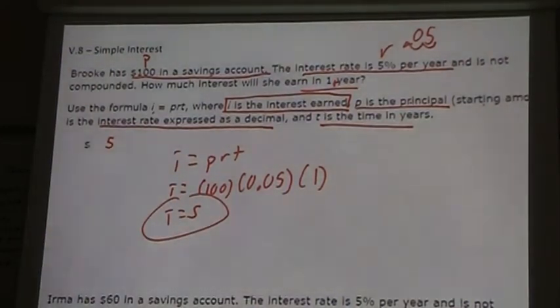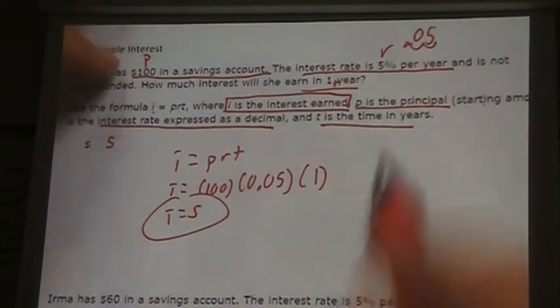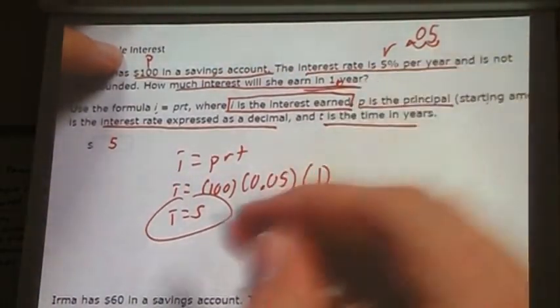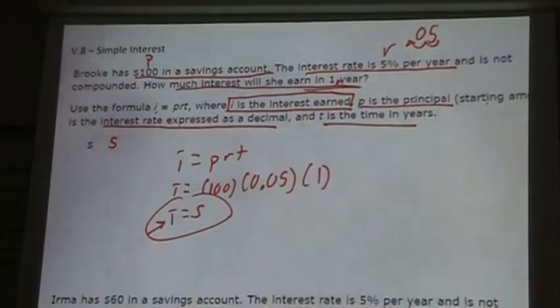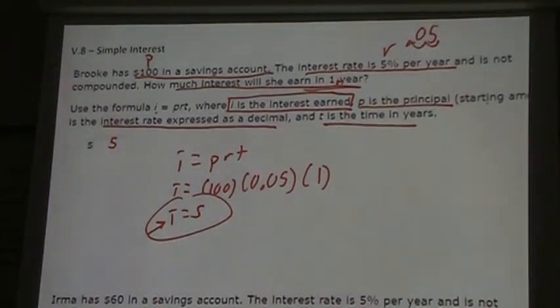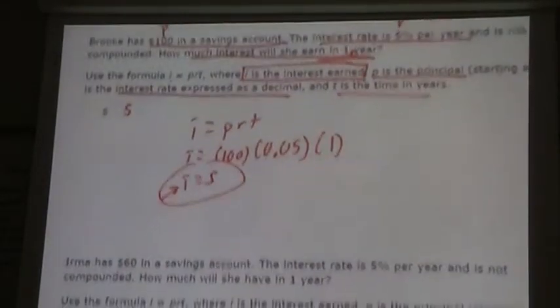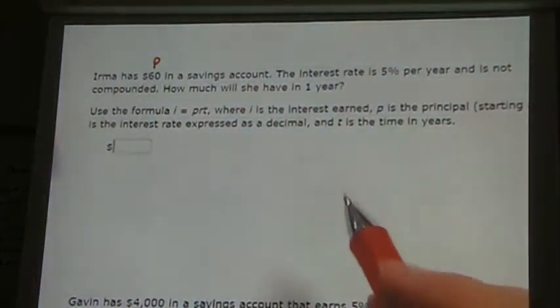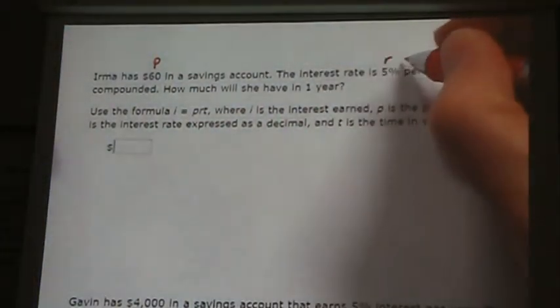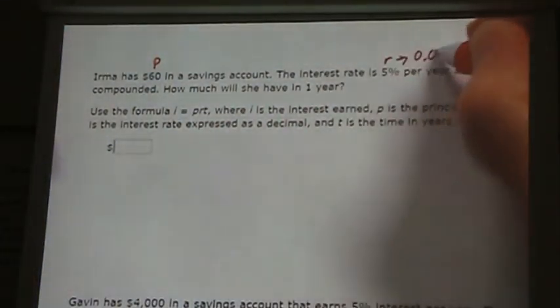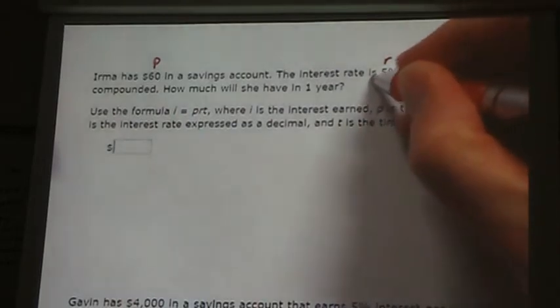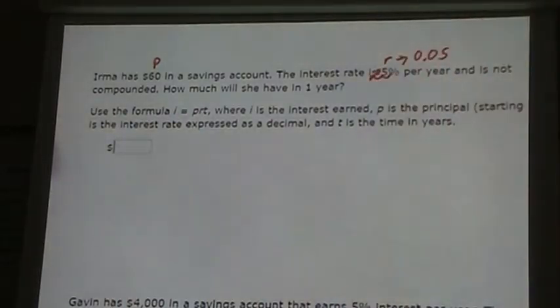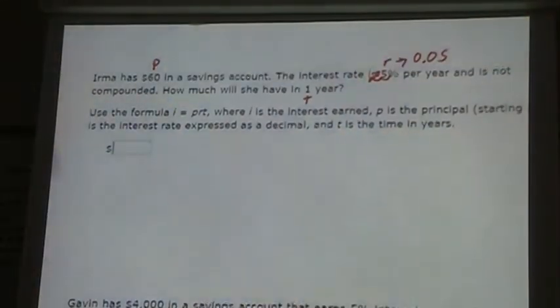Now, key deal. Again, the question asks us how much interest will she earn in a year. That's your I. The next problem is a little bit different. There's one more step. So our friend Irma has $60 in a savings account. Okay. That's our principal. That's what we start with. The interest rate is 5%. There's our rate. And our rate would be 0.05 if we move the decimal 2 places to the left. And our T time is 1 year.